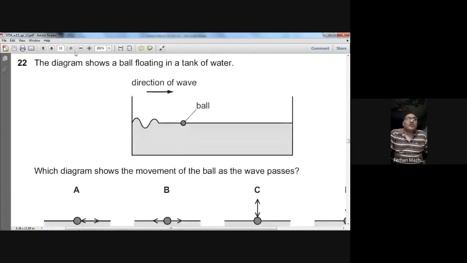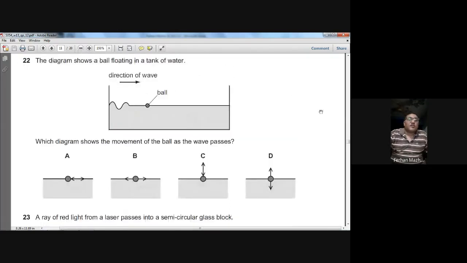Okay, students, on your screen, question number 22. The diagram shows a ball floating in a tank of water. Which diagram shows the movement of the ball as the wave passes? You know, the water waves are transverse waves.